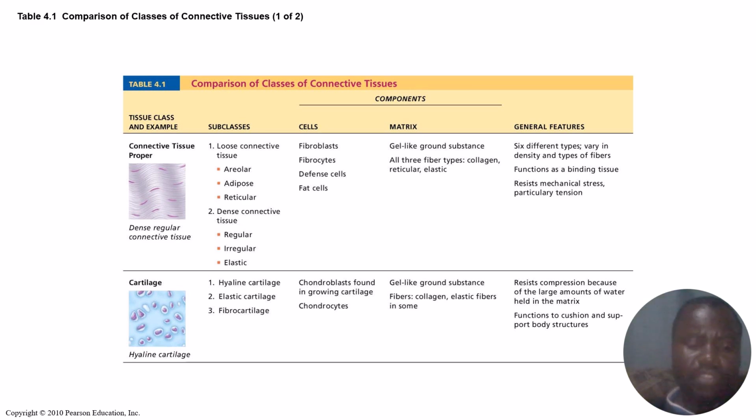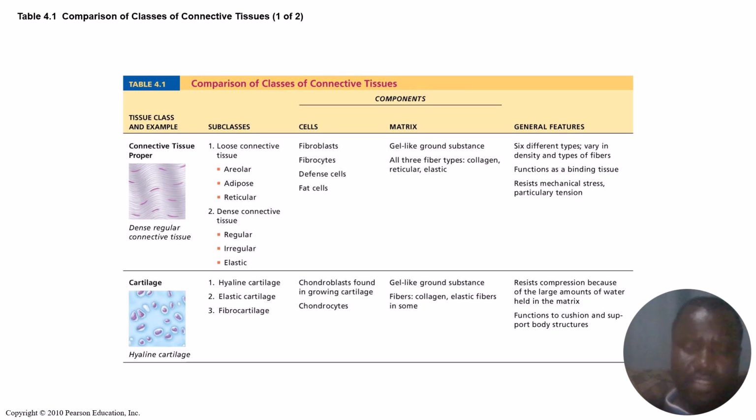In terms of connective tissue proper, the best example is dense regular connective tissue. But here are the subclasses. Loose connective tissue proper: we have areolar, we have adipose, and we have reticular. What are the cells we are going to find? Fibroblasts, fibrocytes, defense cells, as well as fat cells. What would be the nature of the matrix? The ground substance will be jelly-like, and all three fibers will be present.